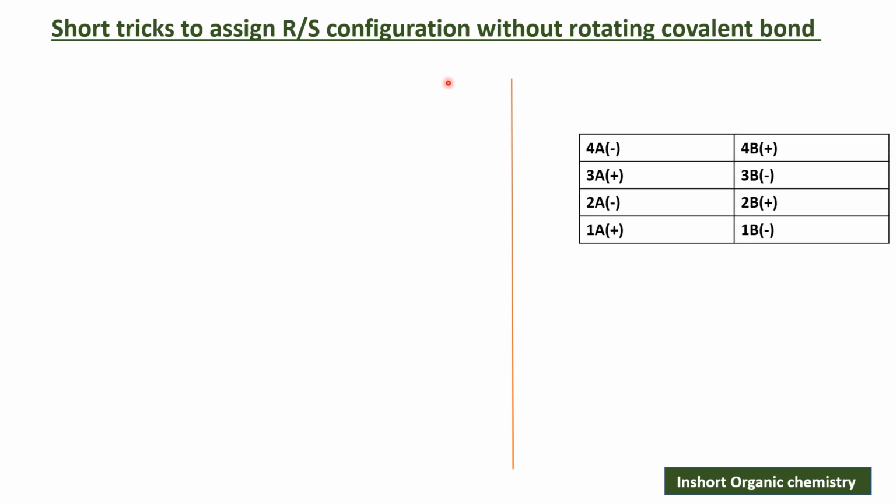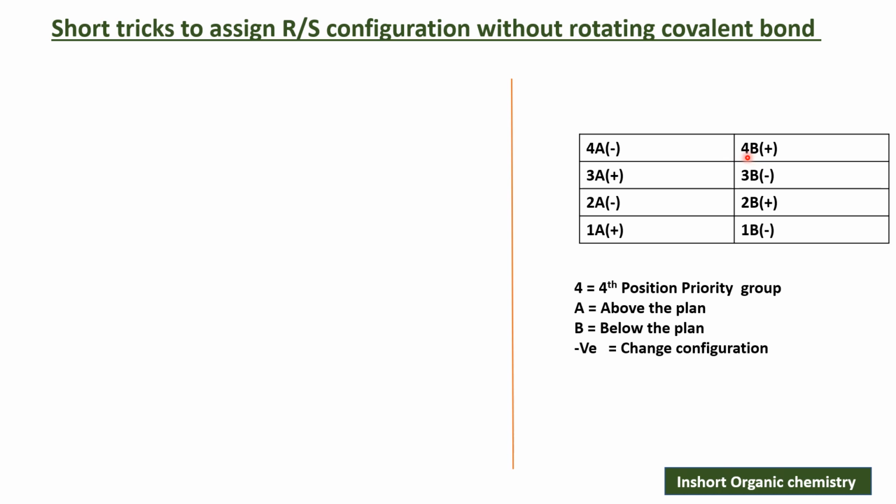While assigning RS configuration, we need to remember this table. If you remember, one value of this table is also sufficient to assign the RS configuration. So here 4 is the fourth priority group. Similarly, 3, 2, 1 are all priority groups. A is above the plane. B is considered as below the plane.